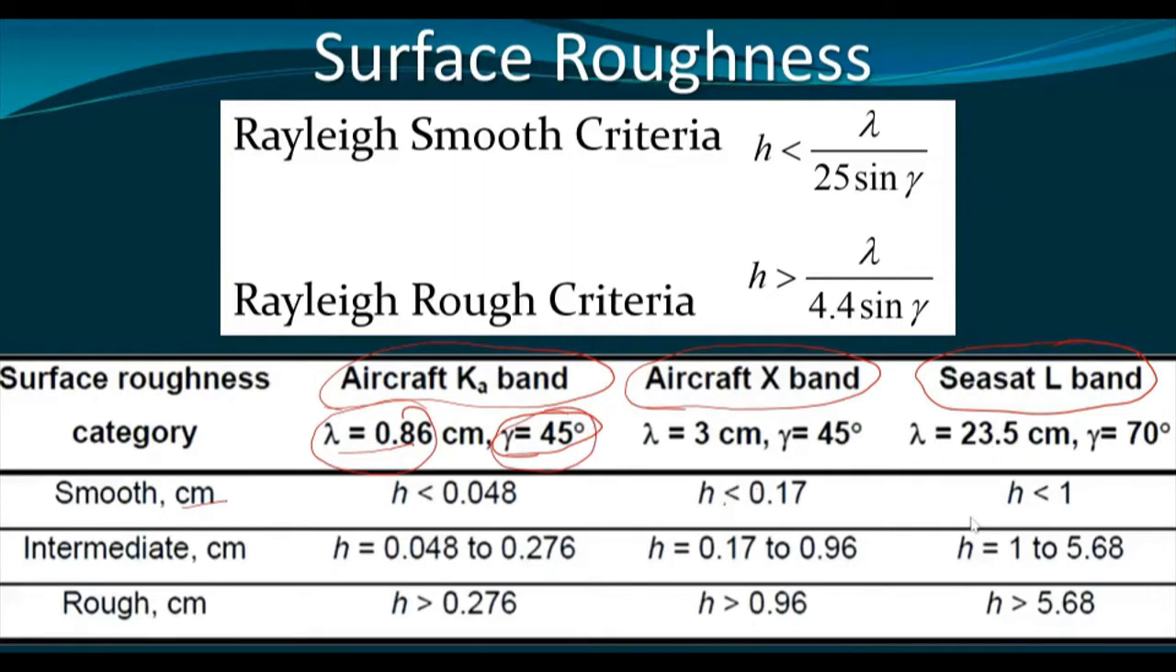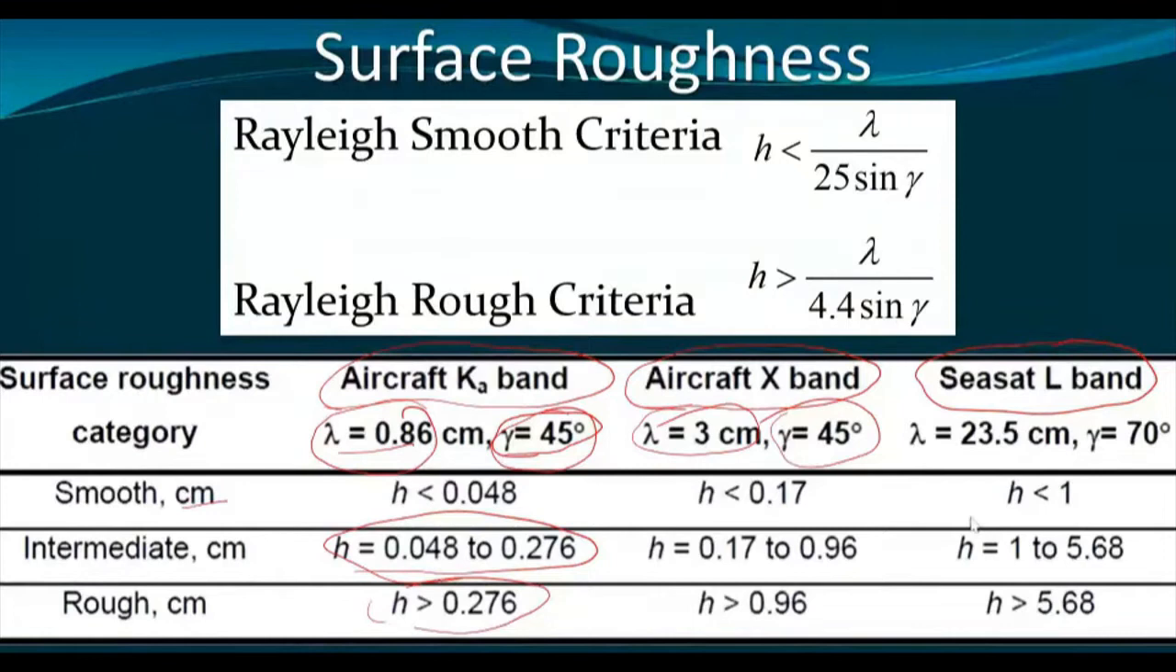Similarly, the height variation will be called smooth if it is less than 0.17 centimeter for the wavelength of 3 centimeter and incidence angle of 45 degree. Similarly, we also have the intermediate height variation and also rough terrain.